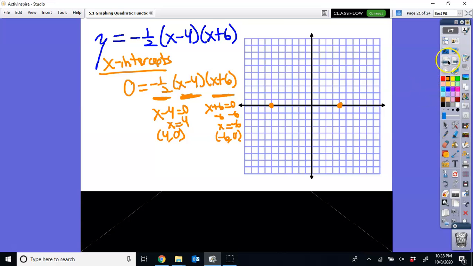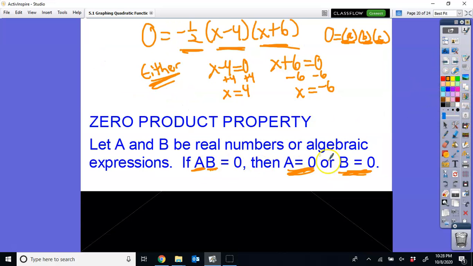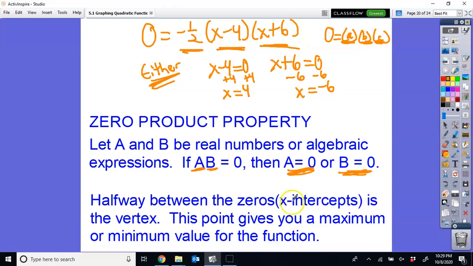But here's what else we know. If I know where the intercepts are, the things that make the function equal 0, halfway between those zeros, or the x-intercepts, by the way, that's another name for them, because it makes the function equal 0, halfway between those is the vertex. This is going to give me the ability to find the maximum or the minimum value for the function.